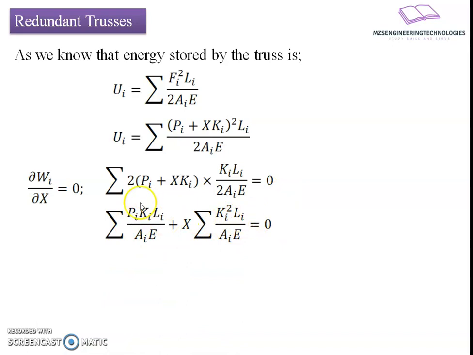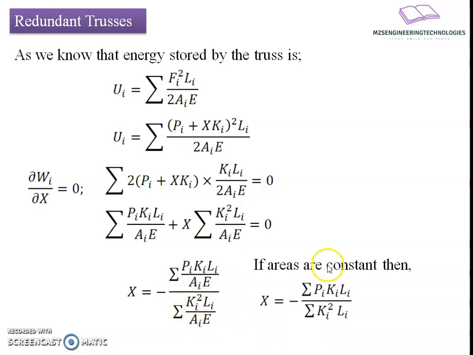If we separate this into two different parts, we can get a relation: summation of pi ki li divided by ai into e, plus x into summation of ki square li divided by ai into e, equals to 0. If we rewrite this equation so as to get the x value, it will be minus summation of pi ki li divided by ai into e, divided by summation of ki square li divided by ai into e.